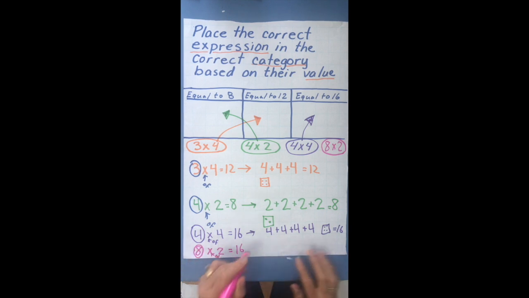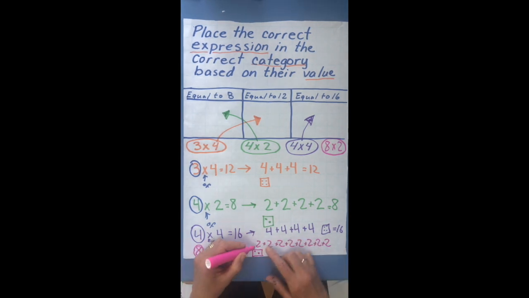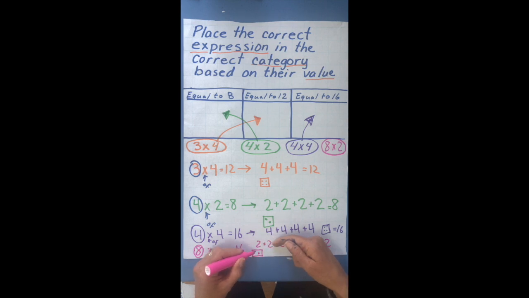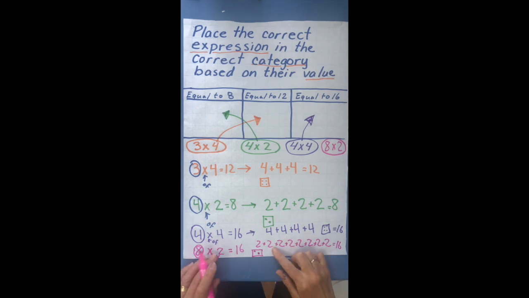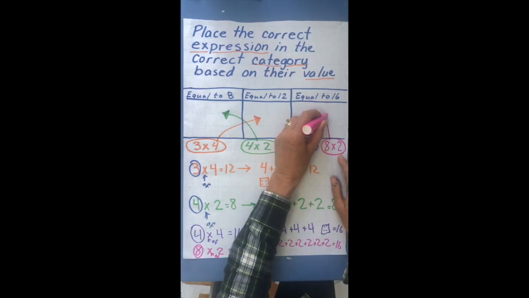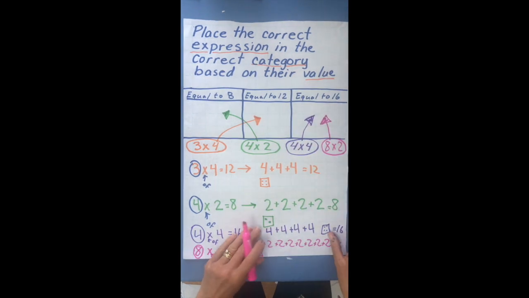8 groups of 2. So 1, 2, 3, 4, 5, 6, 7, 8. And I have enough room here, so I'm going to do my box with 2. And this is repeated addition, because I know repeated addition relates to multiplication. So 1, 2, 3, 4, 5, 6, 7, 8, 9, 10, 11, 12, 13, 14, 15, 16. I got to 16, so they're both equal to 16, so this one, the pink one, goes into the 16 category.